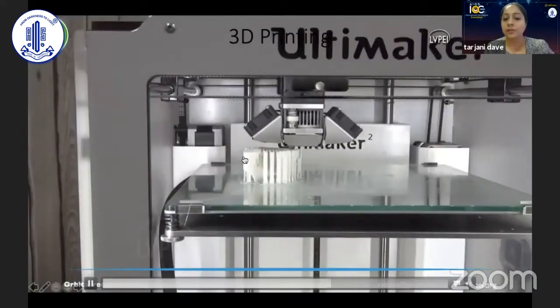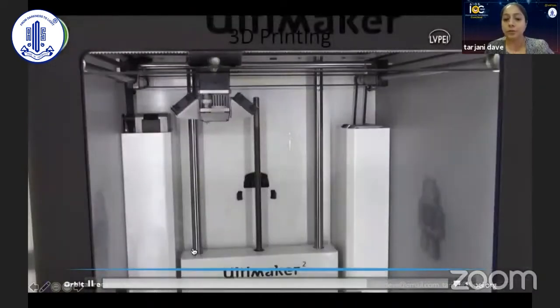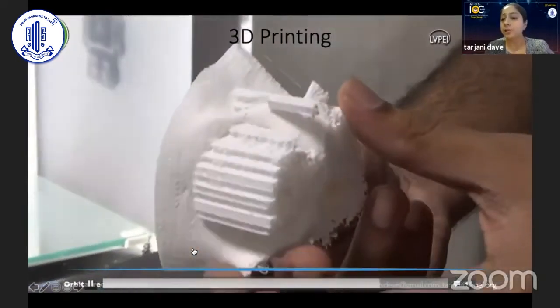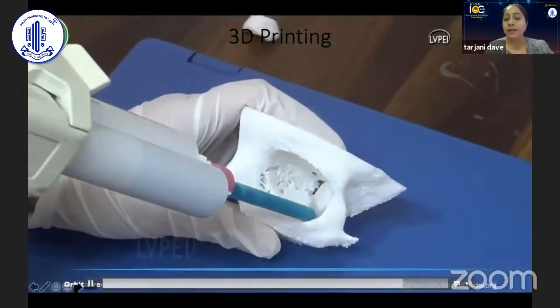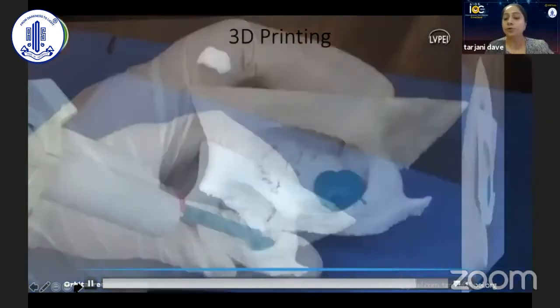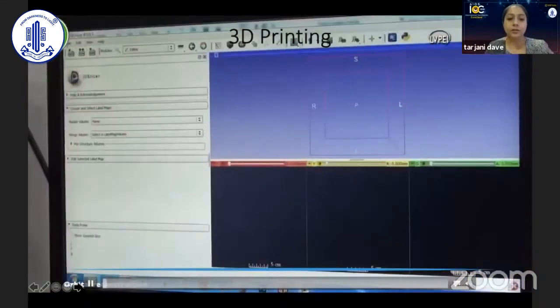It involves two materials, one which gives you the facial skeleton, and second is the support material. The support material dissolves when you put it in a water bath, and it will eventually give you the patient's actual size orbital floor in its real-time dimension for you to configure patient-specific implants in these kind of situations.